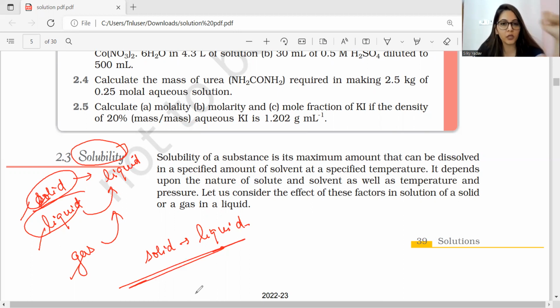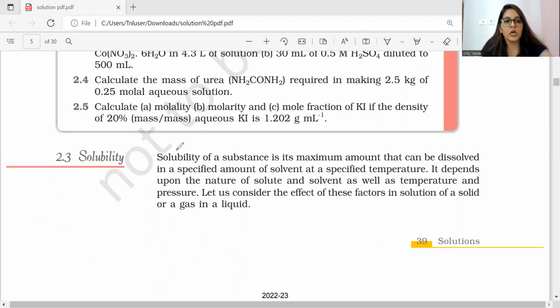So I'll be talking to you all from each and every line so that even if you get a question from in between the lines in your exam, you all will be able to understand it well enough. Okay, so solubility of a substance is the maximum amount that can be dissolved in a specific amount of solvent at a specific temperature. Now see what they're saying. We have a specific temperature.